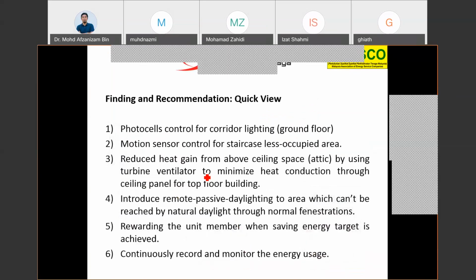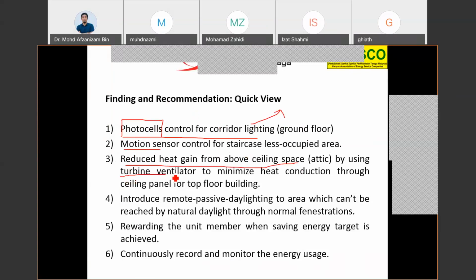Finding a recommendation, quick view: auto self control for corridor lighting. Meaning that, let's say, the lighting switches on automatically when there is an object or a person over there, then the corridor will be lit up. A motion sensor perhaps.